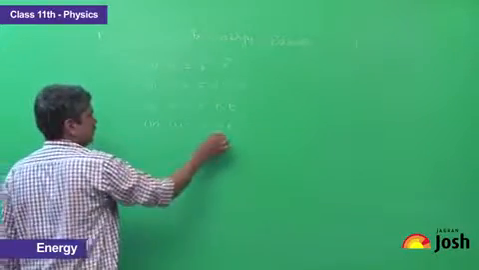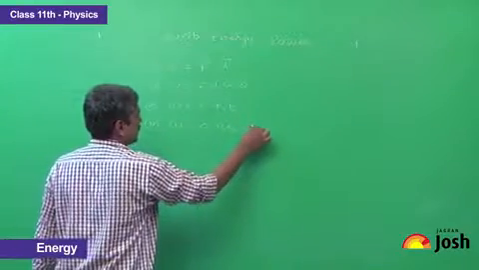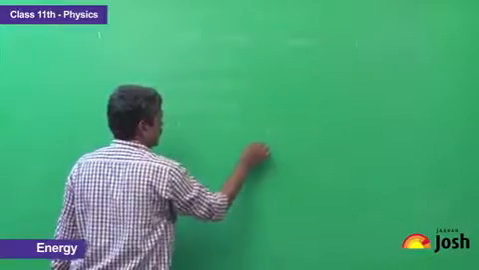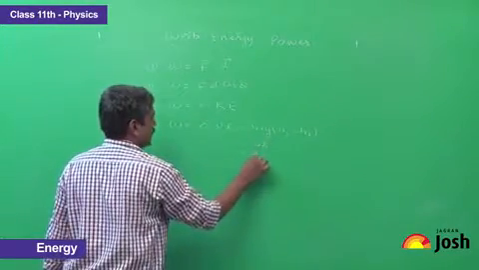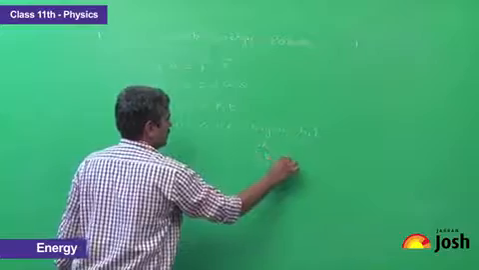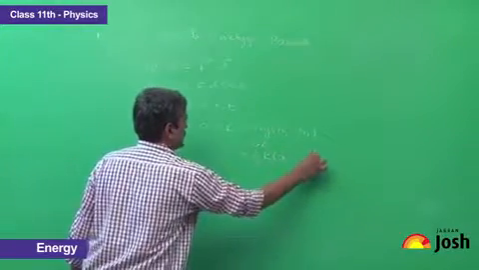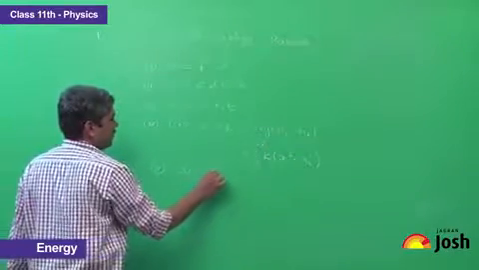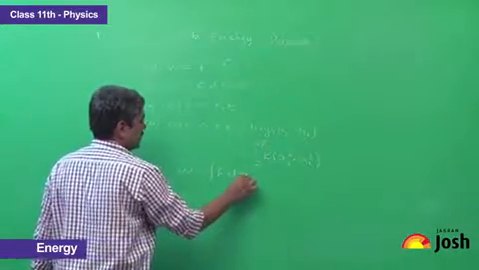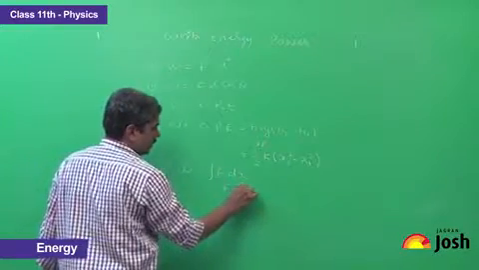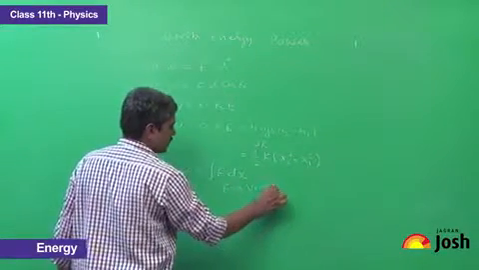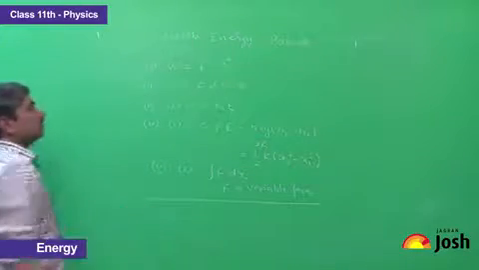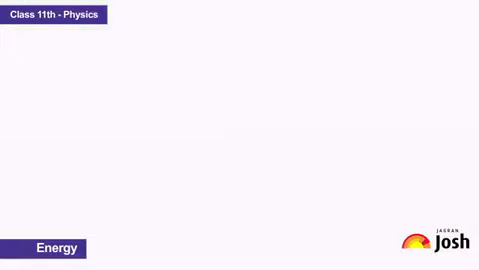The potential energy change means mg h2 minus mg h1, or we can write it as half k times x2 square minus x1 square for the spring. The fifth one is work done is equal to the integration of F dx, where F is the variable force. So by all these formulas, we can calculate the work done.